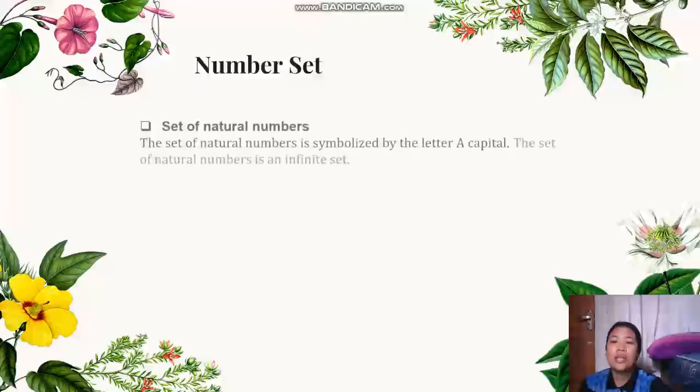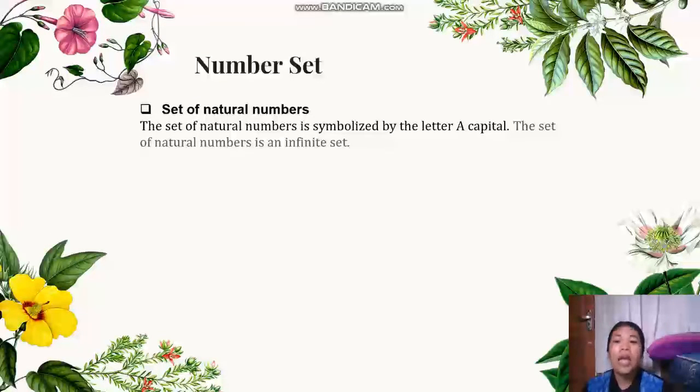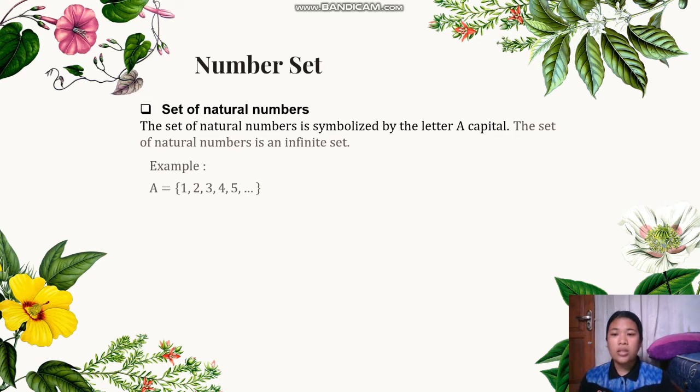Number one, the set of natural numbers. The set of natural numbers is symbolized by the capital letter A. The set of natural numbers is an infinite set. For example, A equals {1, 2, 3, 4, 5, 6, 7, 8, 9, 10, 11, and so on to infinity}.